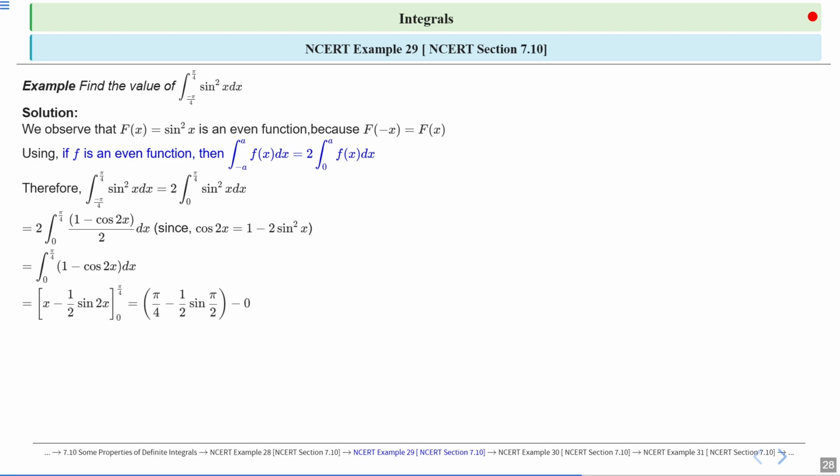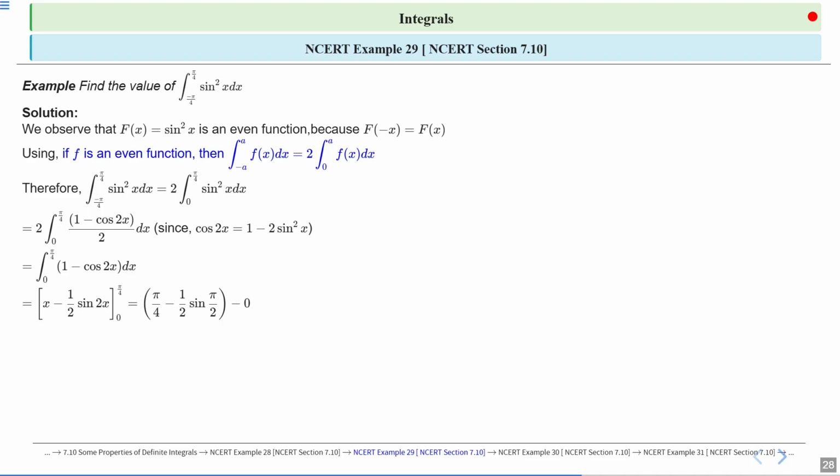So at first we find the value of the antiderivative. Integration of 1 is x, and integration of cos 2x is given by the standard formula: integration of cos ax is sine ax by a. Here the value of a is 2, so we get sine 2x by 2. Now we apply the second fundamental theorem of integral calculus.